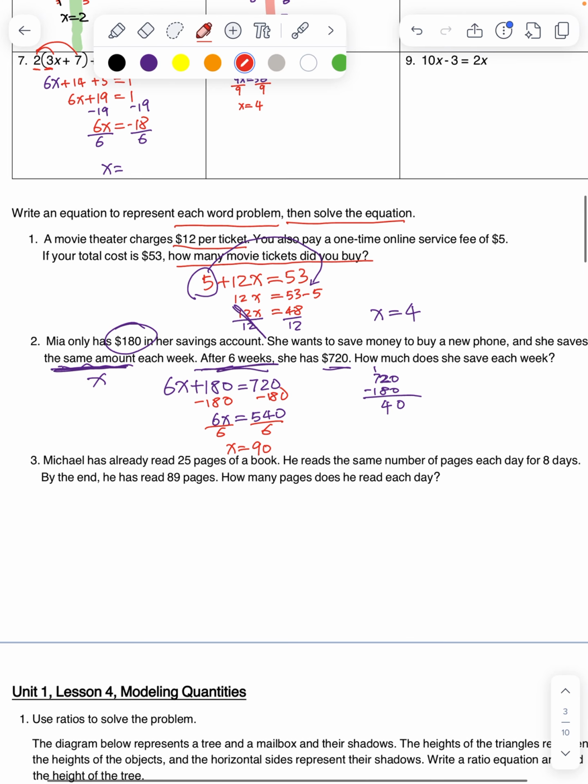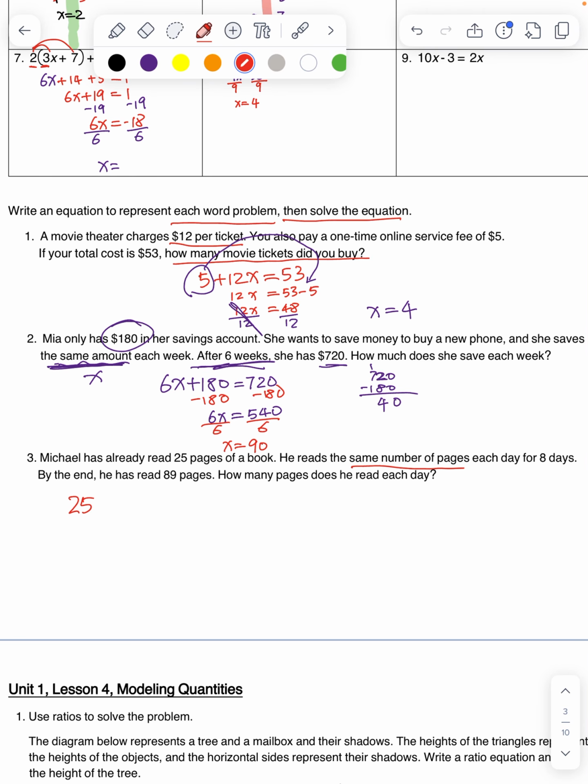Number 3, Michael has already read 25 pages. 25 pages already finished, right? He reads the same number of pages for 8 days. This kind of question. So how many pages does he read every day? Same number of pages. Okay, x. 8 days, each day is x. If you keep adding, so add 8 times, right? So that's just 8x.